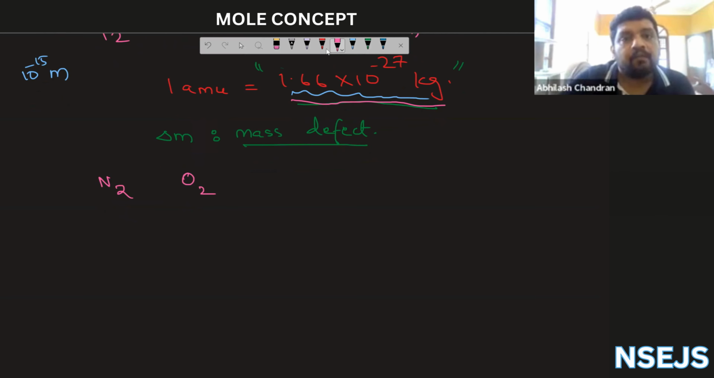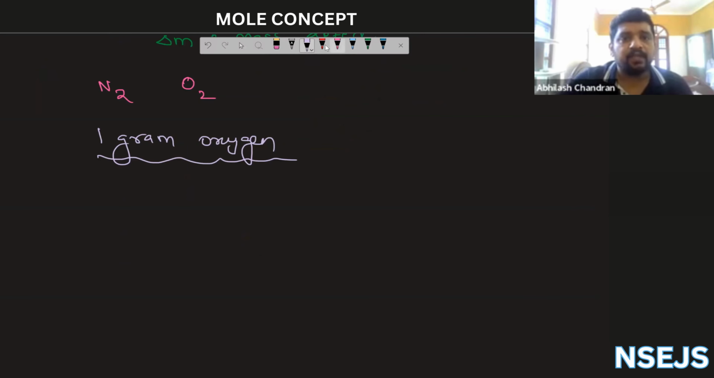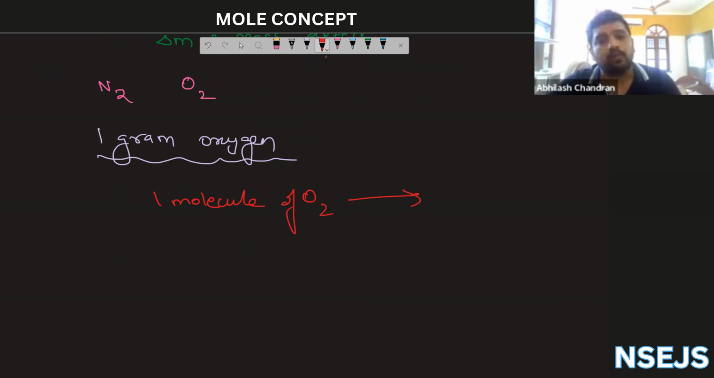So let's say I have 1 gram of hydrogen, or let's say 1 gram of oxygen for that matter. How much oxygen do I have? I need to find out. So we know what we call the unitary method. One molecule of O2. What is the mass of one molecule of O2?